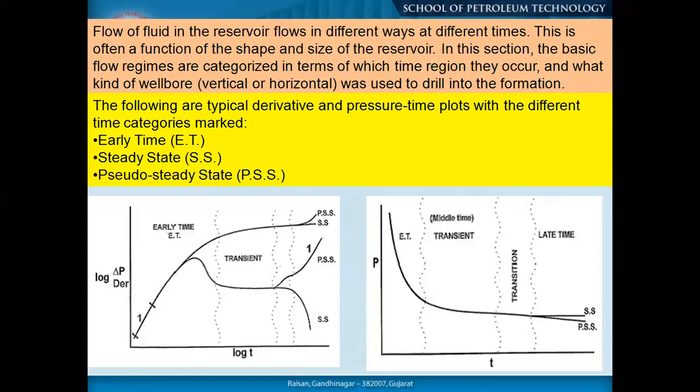So this is what that means. We have a skin. If there is no variation in this, if the graph is moving like this, then we have a 0 skin. If it is moving like this, we have a negative skin. Depending on the pressure response along with the pressure derivative, we could easily understand the wellbore effect.